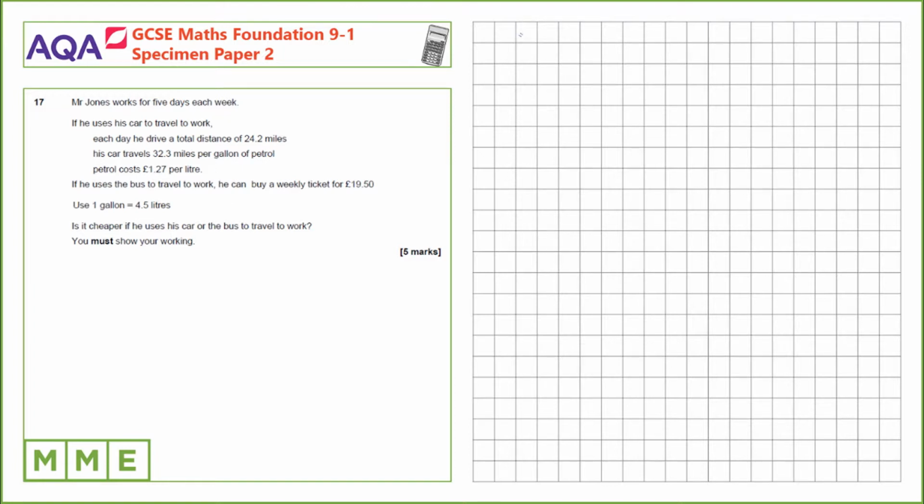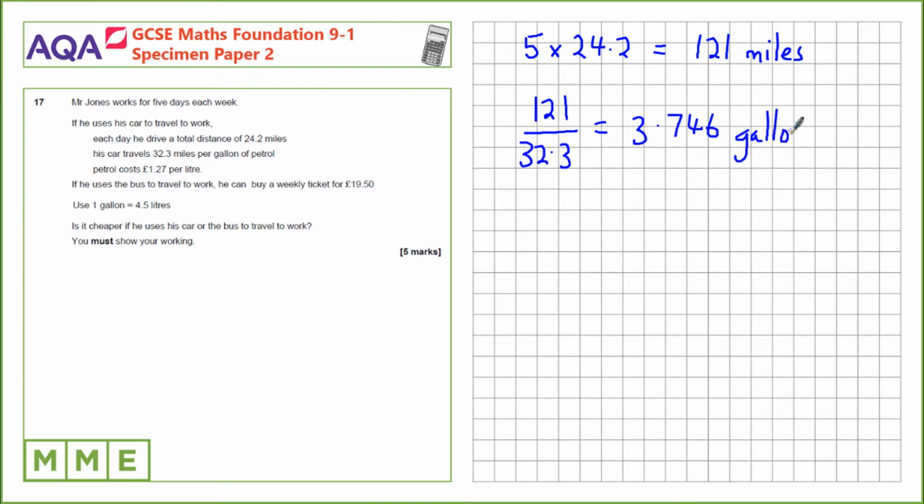Let's figure out the cost for the car. We've got 5 days, multiplied by 24.2 miles, is 121 miles total that he needs to travel in the week. Next, let's take that 121 miles and divide by the number of miles he gets per gallon. That gives us 3.746 gallons of petrol that are required. Each gallon of petrol is 4.5 litres, so that converts it into litres, and each litre costs £1.27, so that will give us the total cost, which is £21.40. This is greater than the cost for the bus, so we conclude that the bus is cheaper.